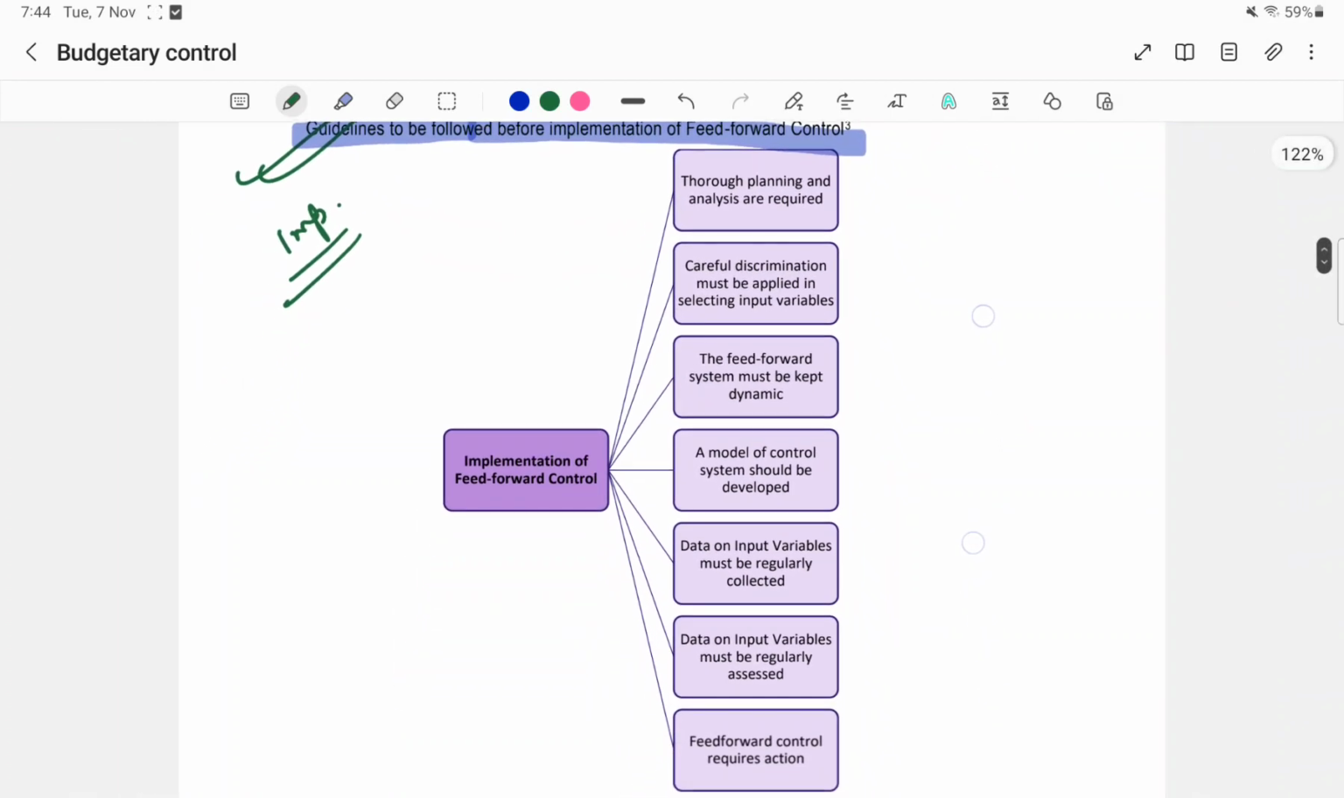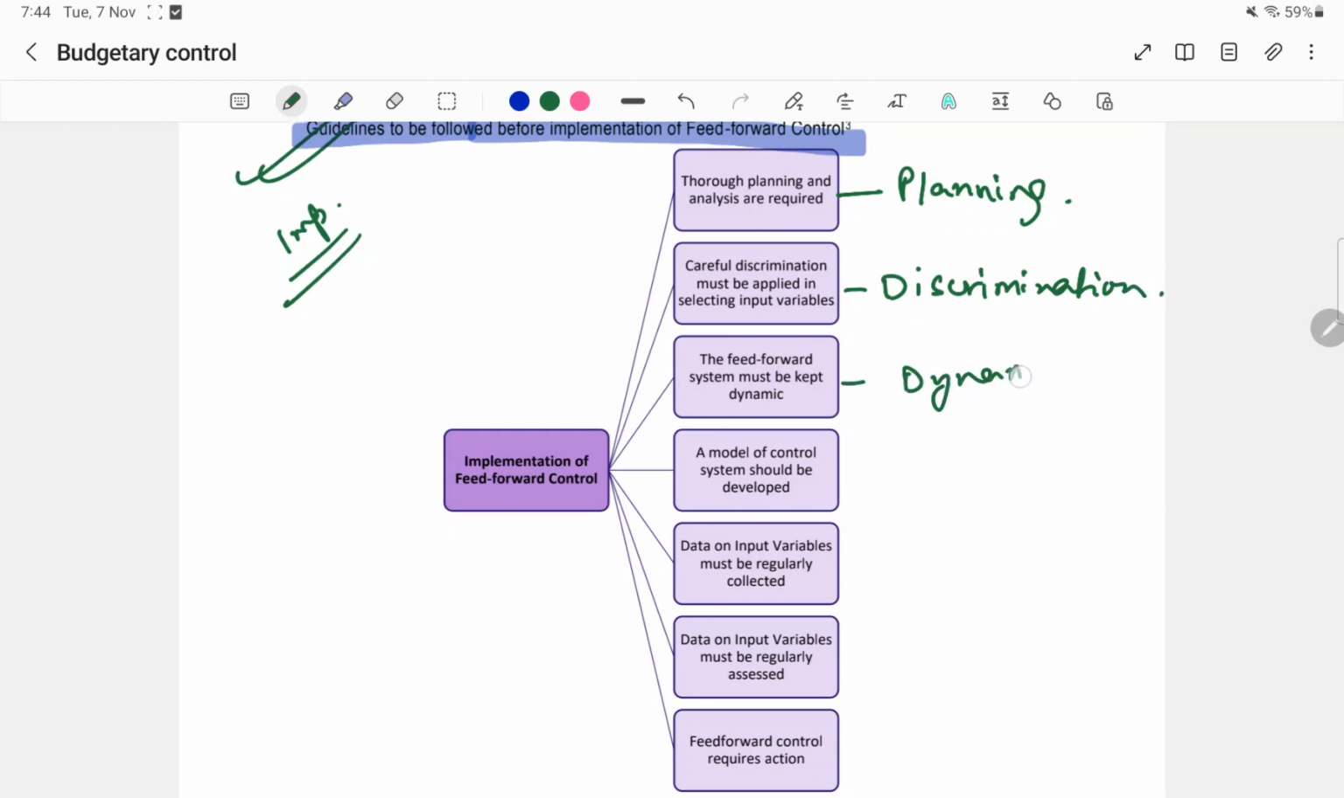So the implementation of feed forward control, thorough planning and analysis is required. So here planning is required, discrimination must be applied. See, only the keywords you have to remember. Then it should be kept dynamic. Then the model of control system should already be developed, because we are implementing something. So before implementing anything you need to plan, you need to differentiate or discriminate. It should be dynamic, and model should be developed. Before developing a model, how can we implement something new?